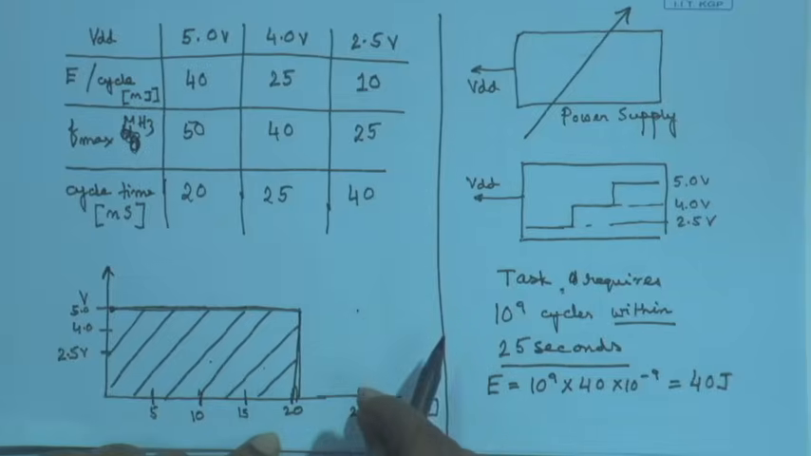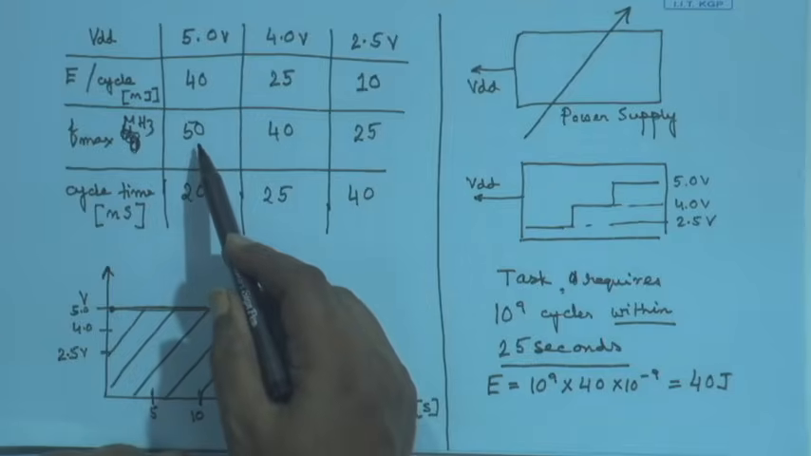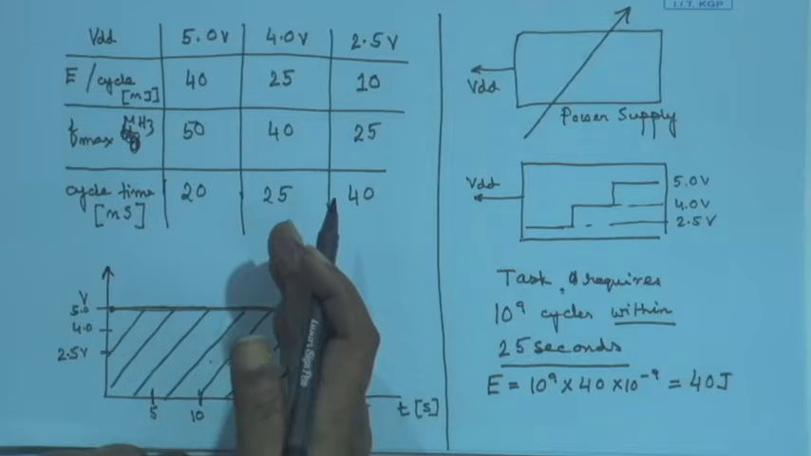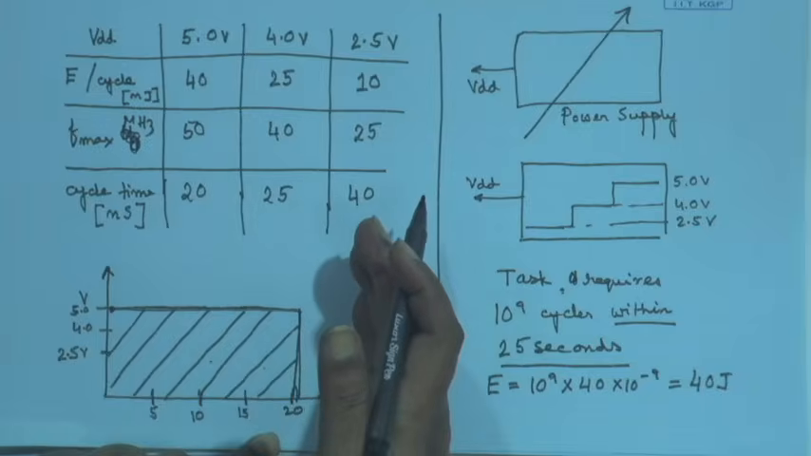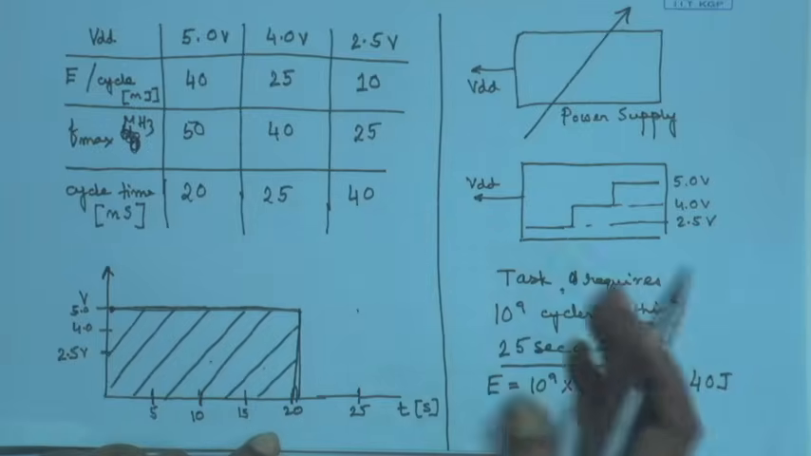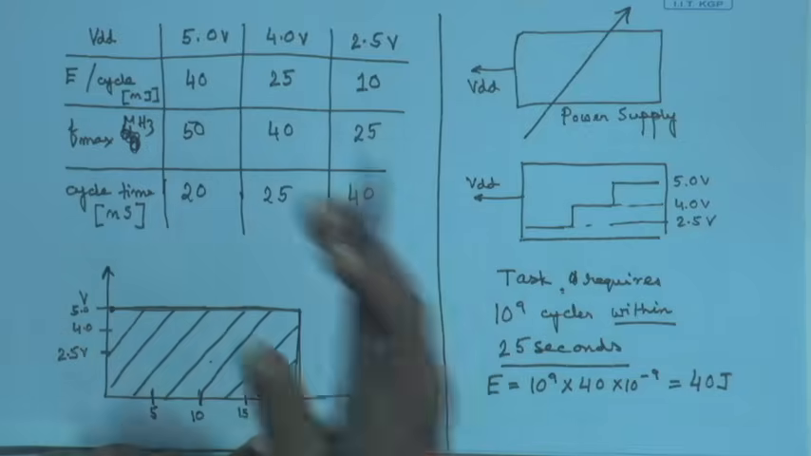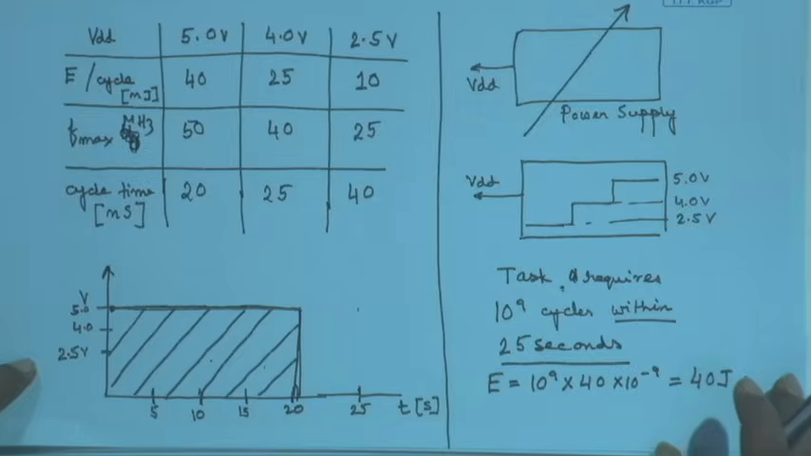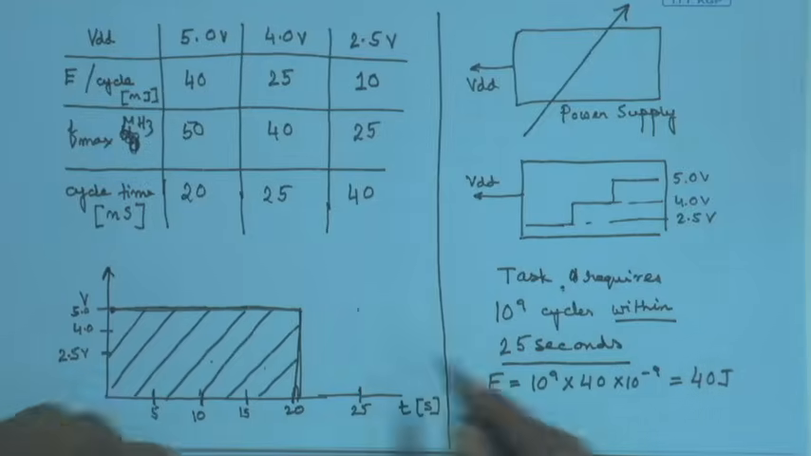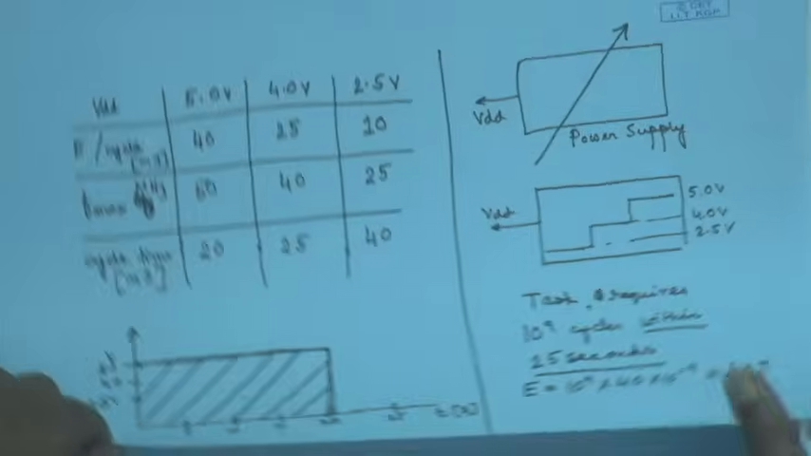Since I can run it at a frequency of 50 megahertz, I could finish it much earlier, which I need not do. If your constraint is that you have to finish the job as early as possible, in that case certainly you can do that, right. But otherwise, I had the scope of reducing the energy. So, let us try to do that.